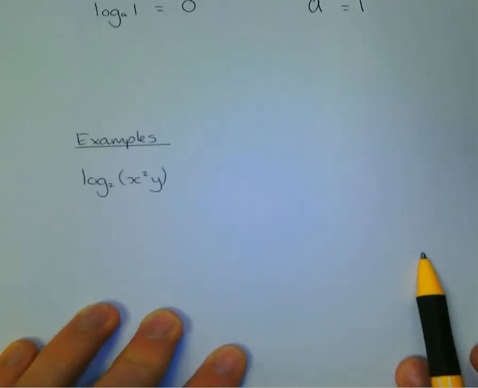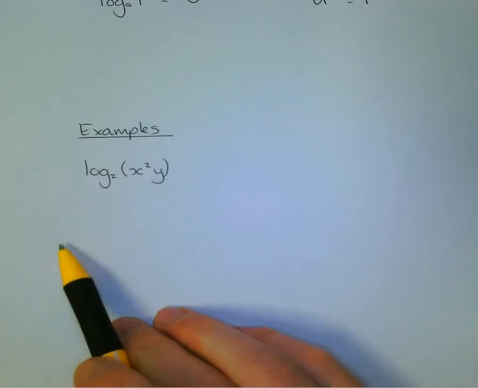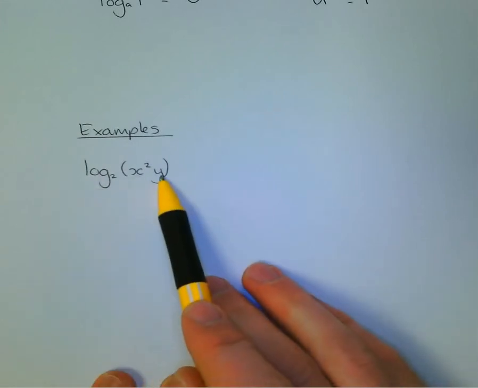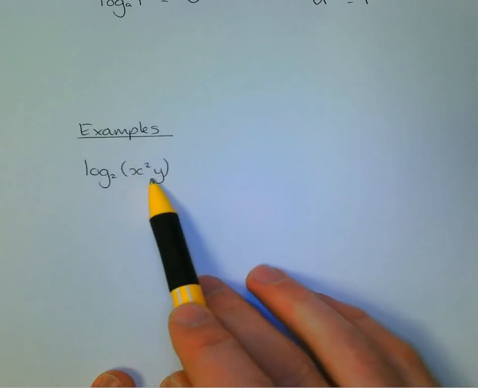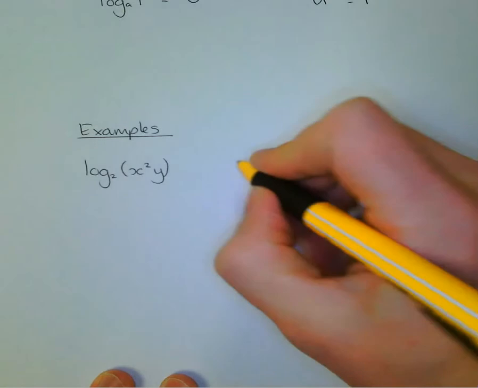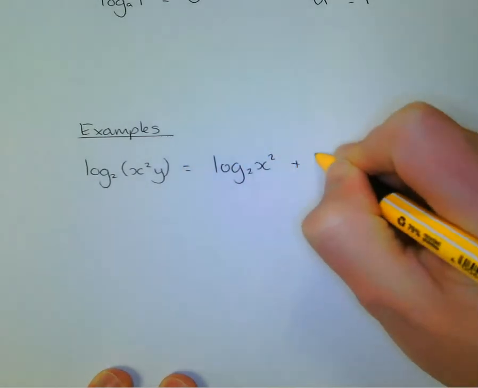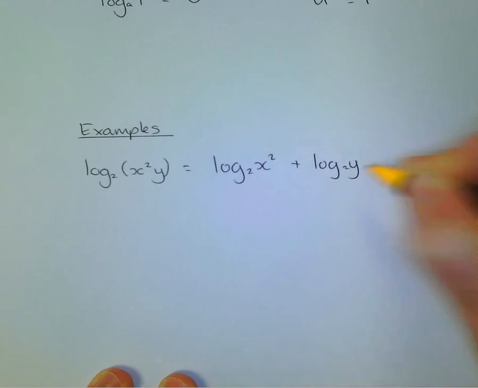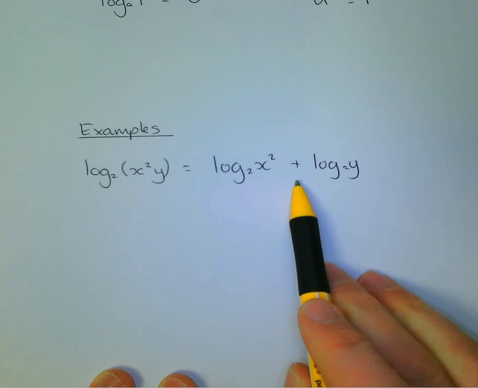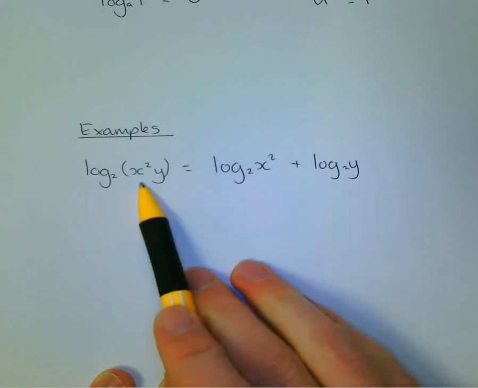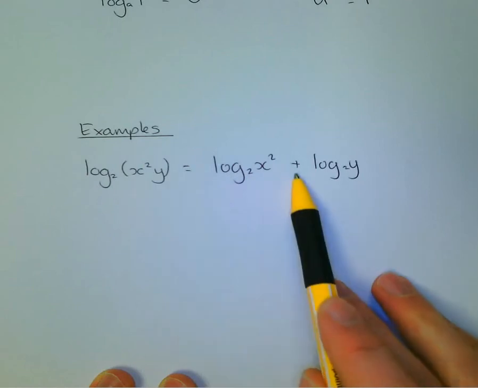So last thing to do, let's look at a quick example. They might say, rewrite this in terms of log of x and log of y. So what's happening here? You should be able to tell that these are being multiplied. So, multiplication law. We could say log of x squared to the base 2 plus the log of y to the base 2. So I've kind of gone in the other direction. Before I gave you this and we wrote that, but now I've given you this, and you have to recognize that's being multiplied, so we can use the multiplication law.